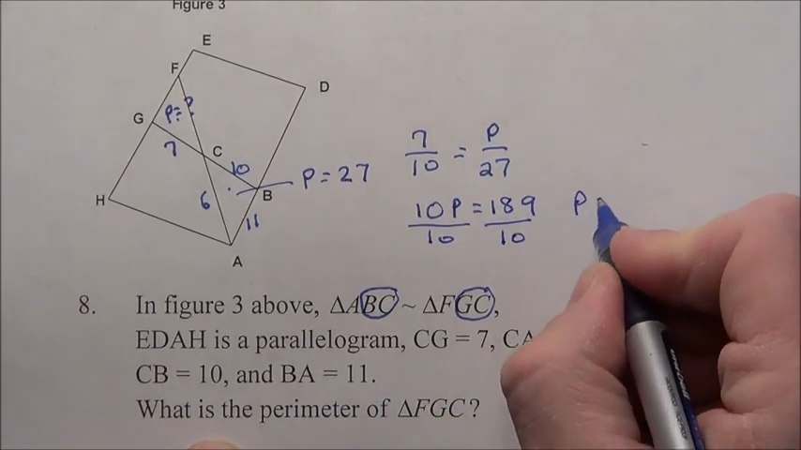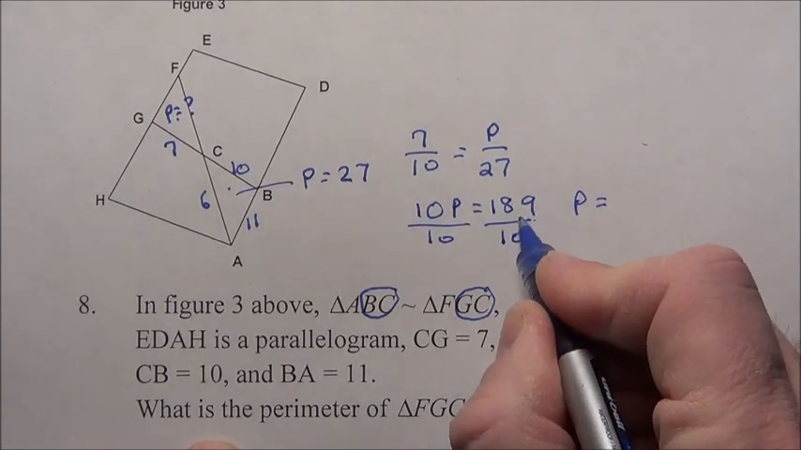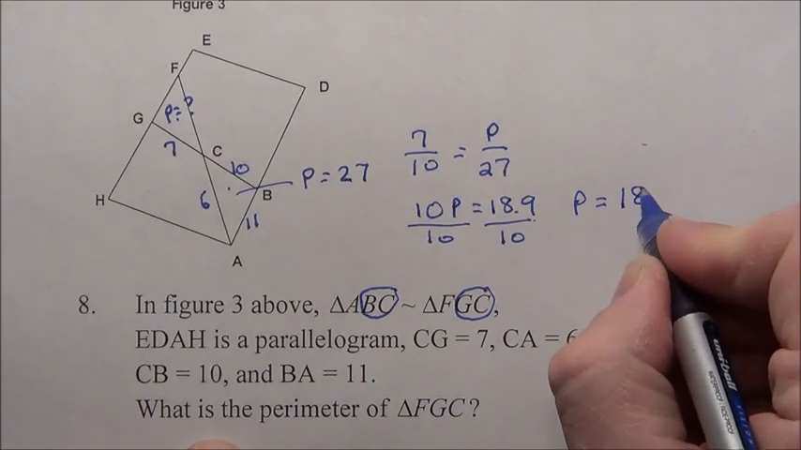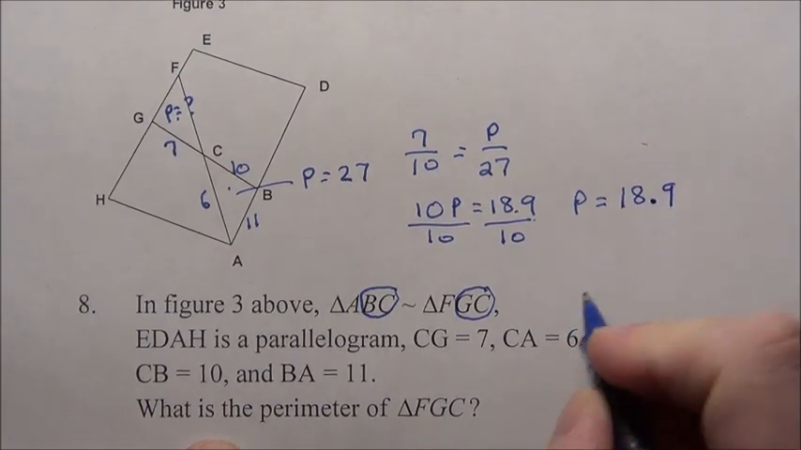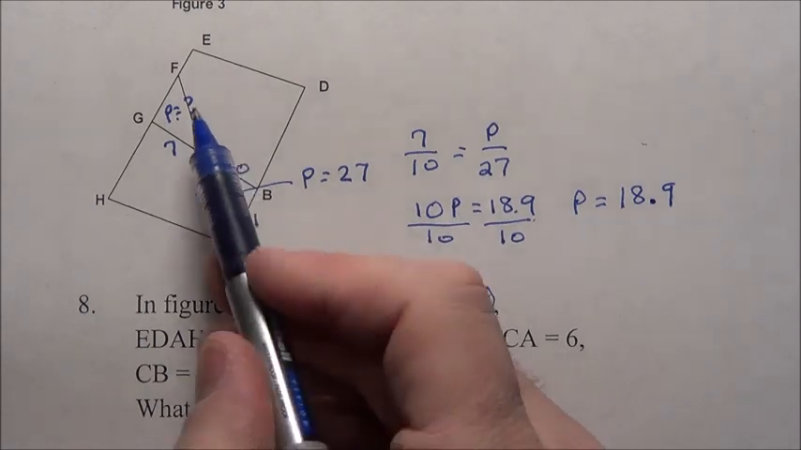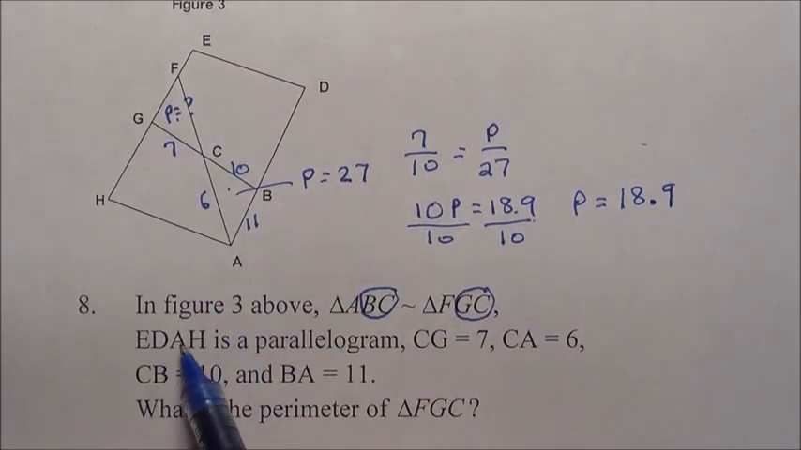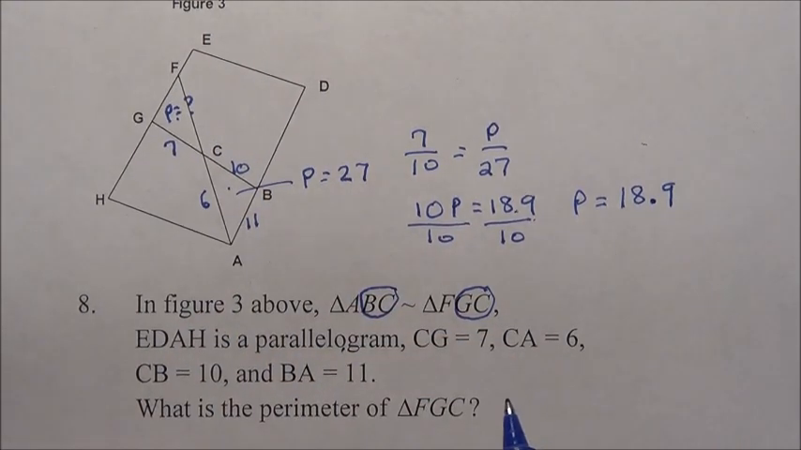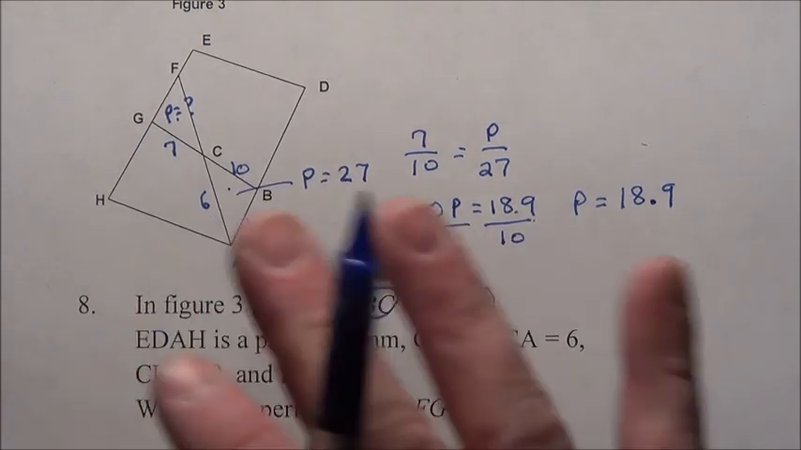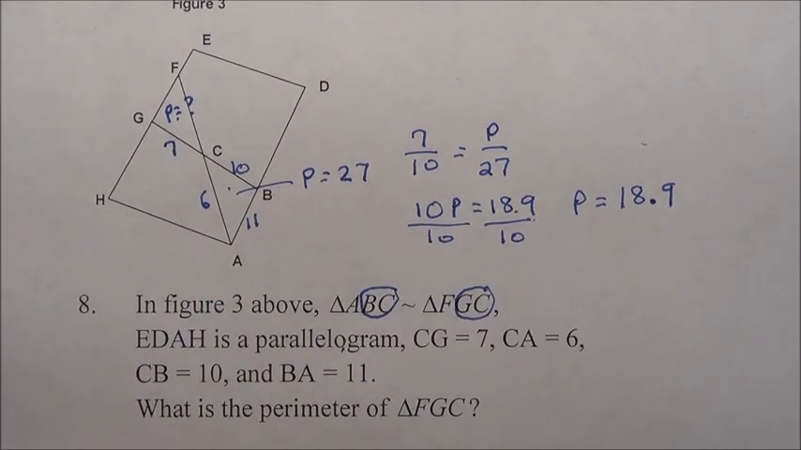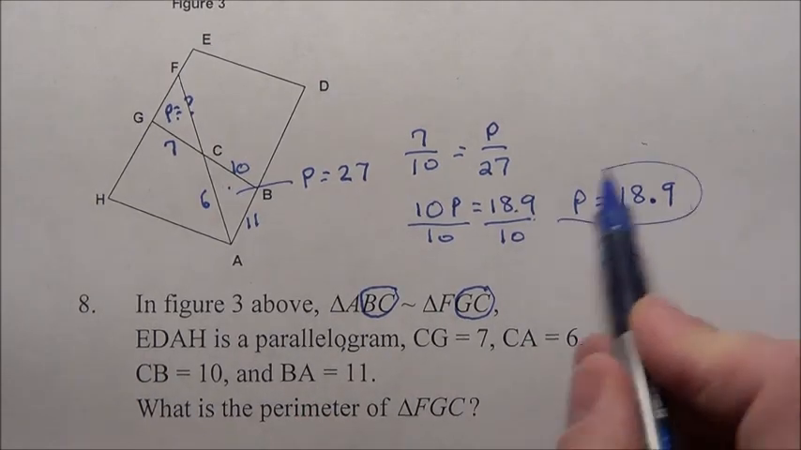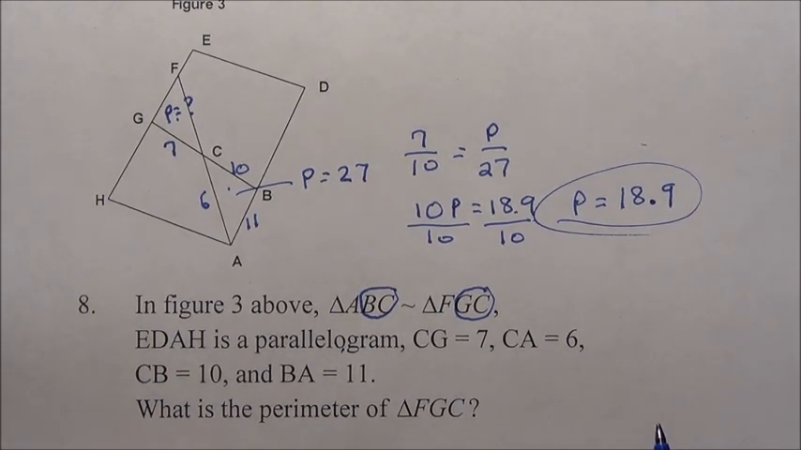Now I simply divide by 10 and I'm going to get my answer, the other guy's perimeter. Divide by 10, just going to move the decimal back one. So it's going to be 18.9. That's going to be the perimeter of this triangle here. This whole EDAH parallelogram is just in there to confuse you, to make sure you can look in a picture and separate what's important and what is not. So problem 8, perimeter 18.9.